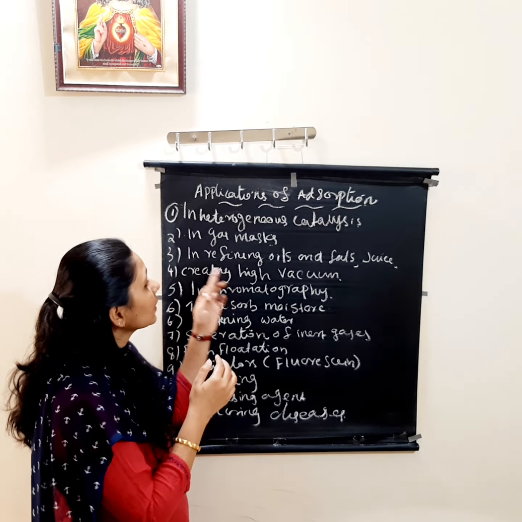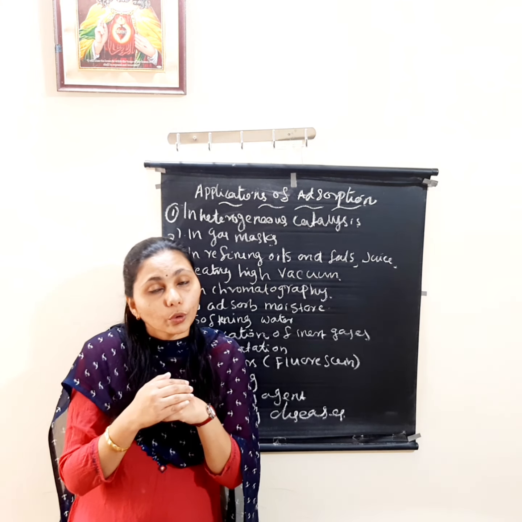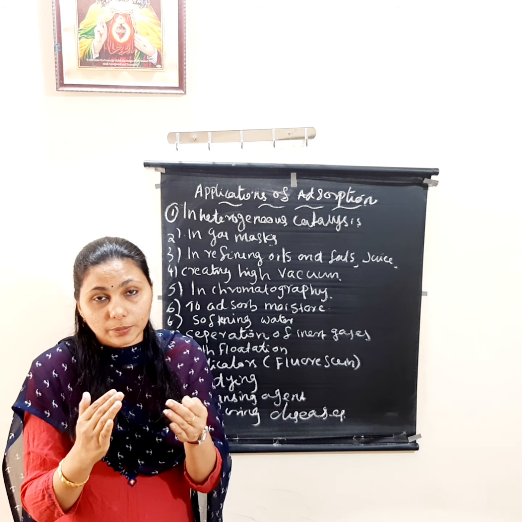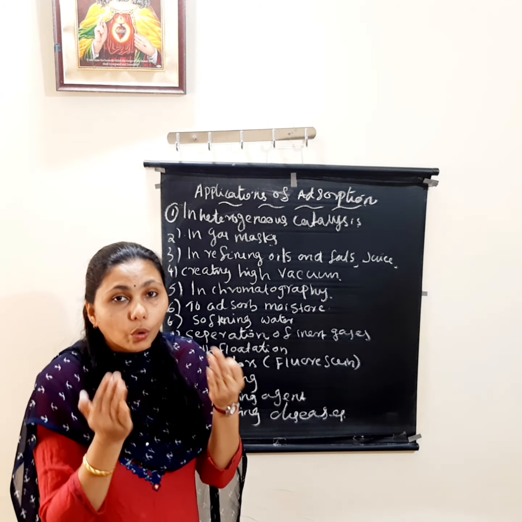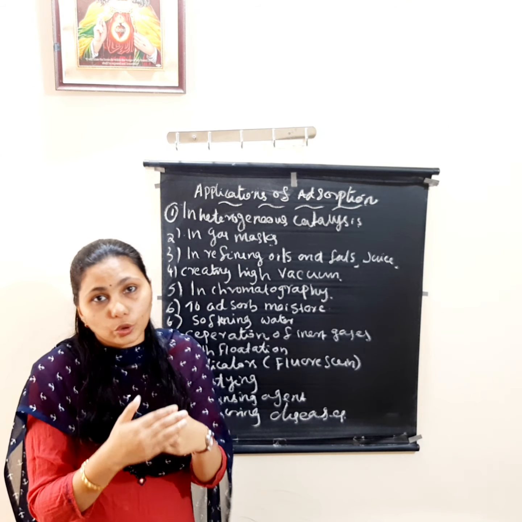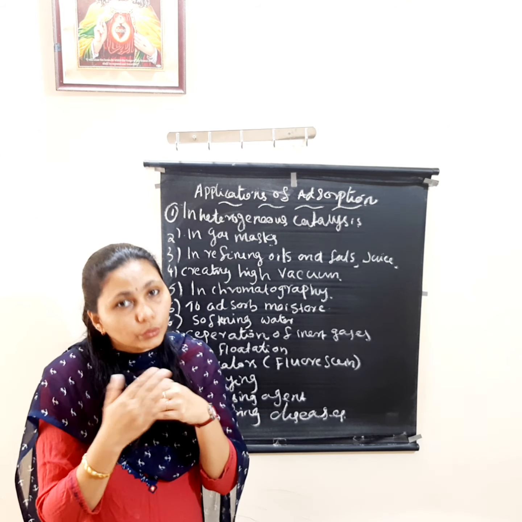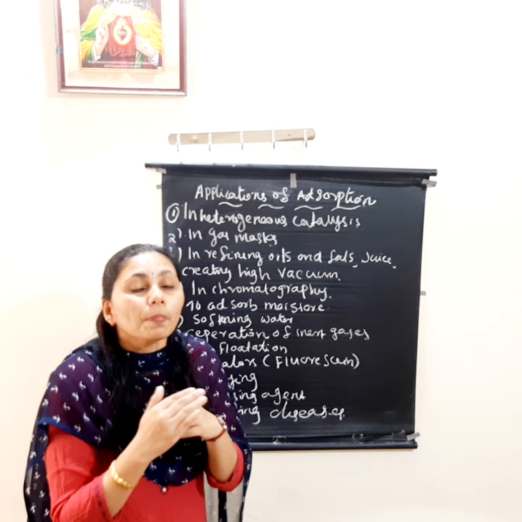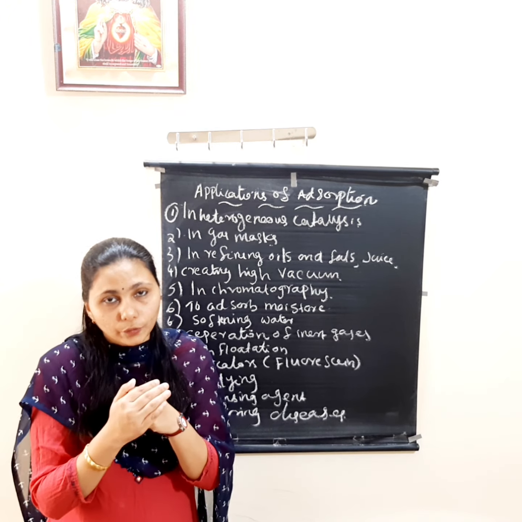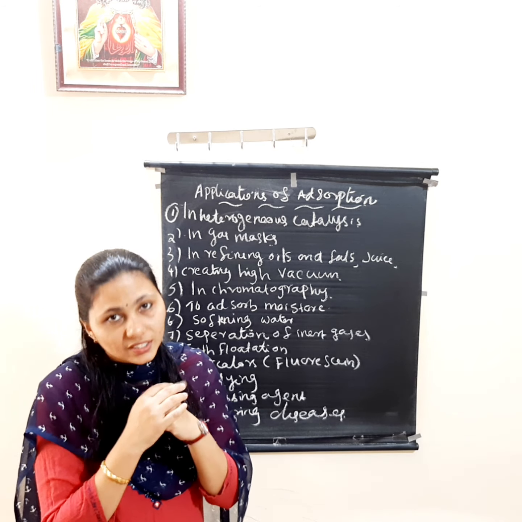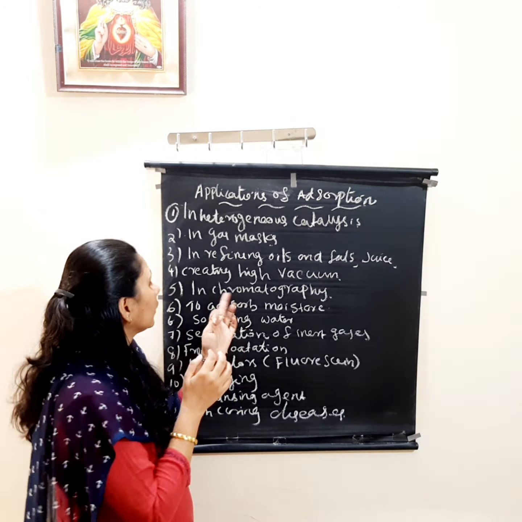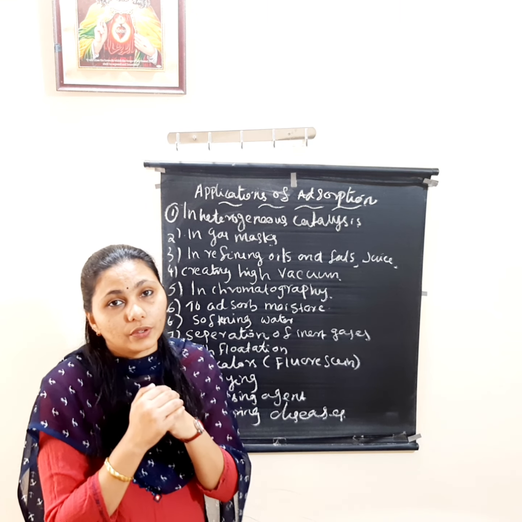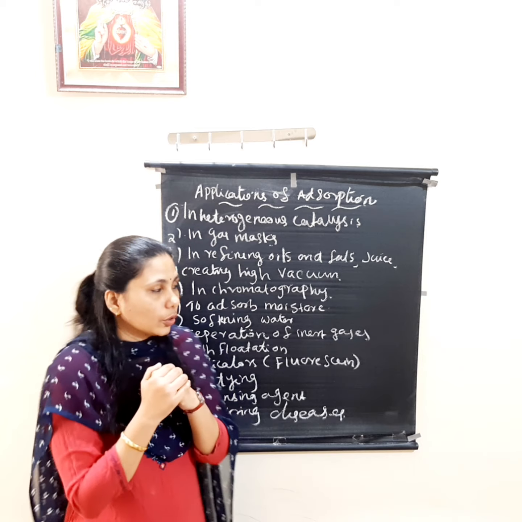Then in refining oils and fats, and also for sugarcane juice, I told you, if any color or anything is present as impurities in oils, we can adsorb that, so they are using a suitable adsorbent. Then creating a high vacuum: if you want to produce a high vacuum, we can use an adsorbent to adsorb the air. Then in chromatography, we already discussed adsorption chromatography. We were using alumina as the adsorbent.